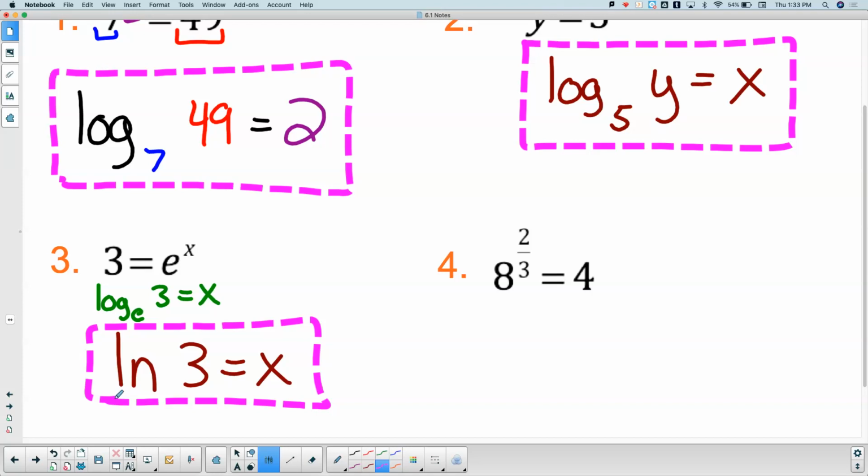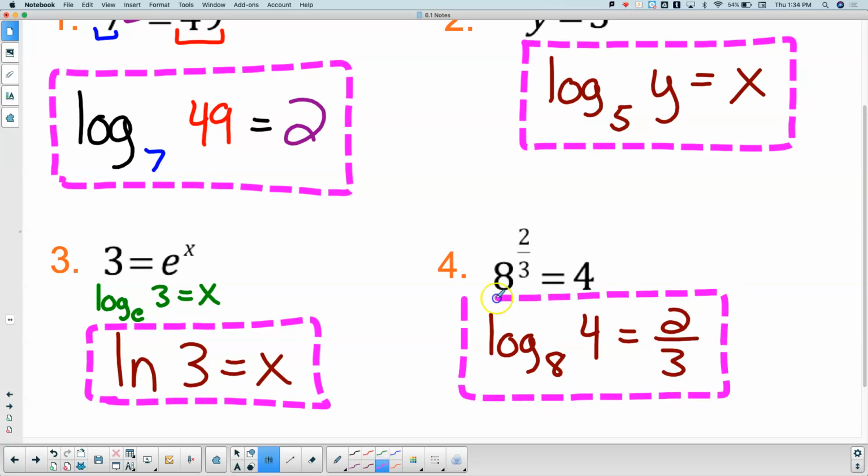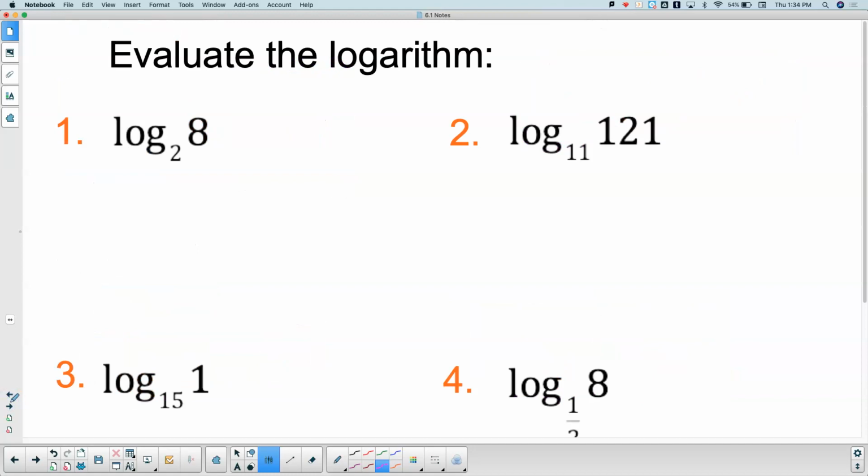Number 4. Ms. Stone, number 4. Questions, comments, concerns, clarifications? Love it. Okay.